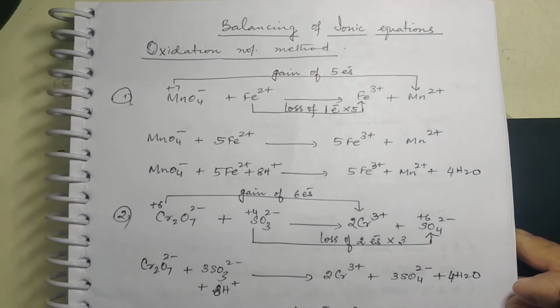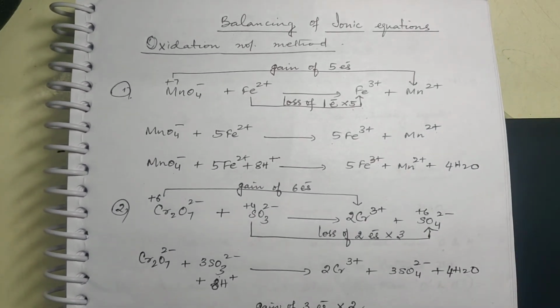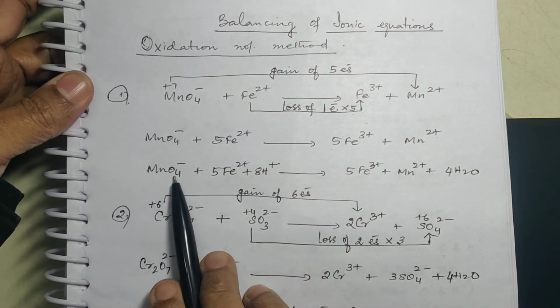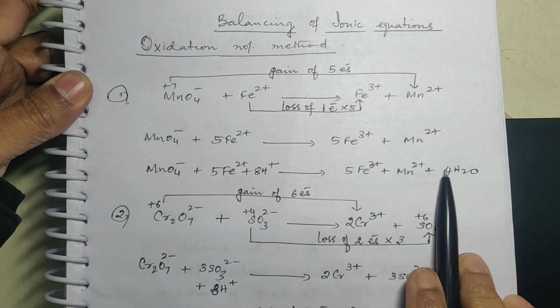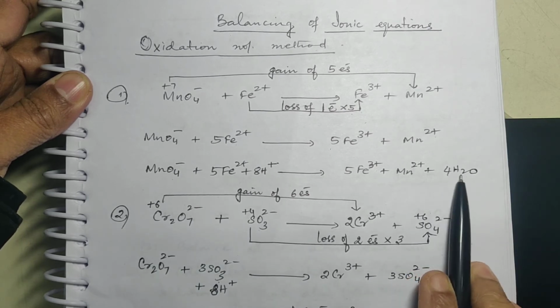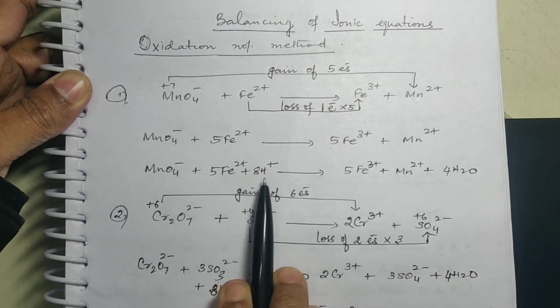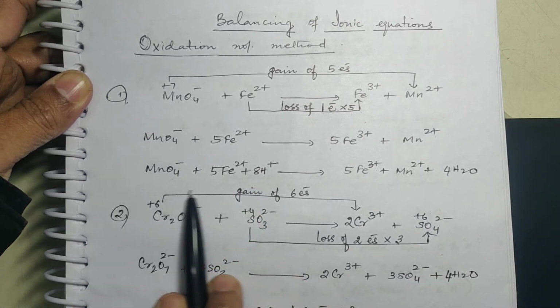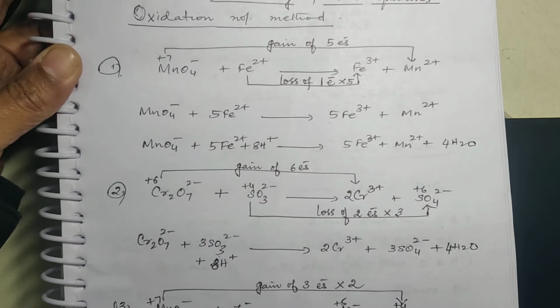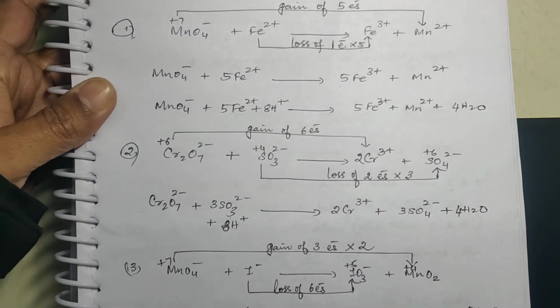Now what you have to do is just add water and H plus the same way. Now here there are 4 oxygen atoms, so you will add 4 water, and so 8 hydrogen atoms are increased here, so you will add it in the form of 8 H plus and your balanced equation is ready. Okay, this is even more simple. If you practice it, it's all the more easier.